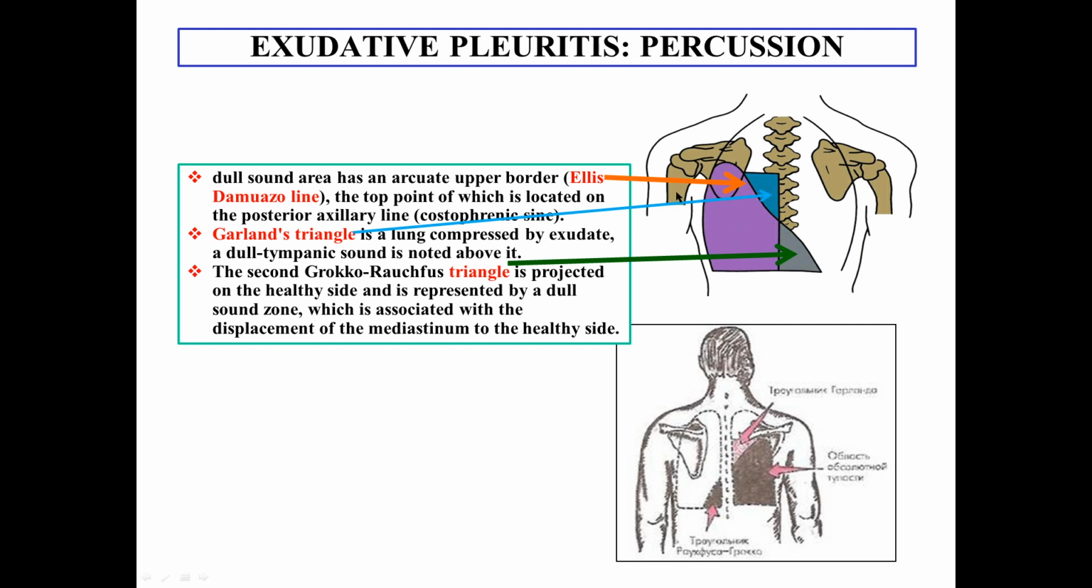A dull sound area will be present at the upper border, the dull sound upper border of the Ellis-Damoiseau line, the top point of which is located on the posterior axillary line. Costophrenic sign. Also, we recognize here Garland's triangle, which is lung compressed by exudate, the part which is compressed by exudate. That's why we call it Garland's triangle. Here a dull tympanic sound is noted above it.